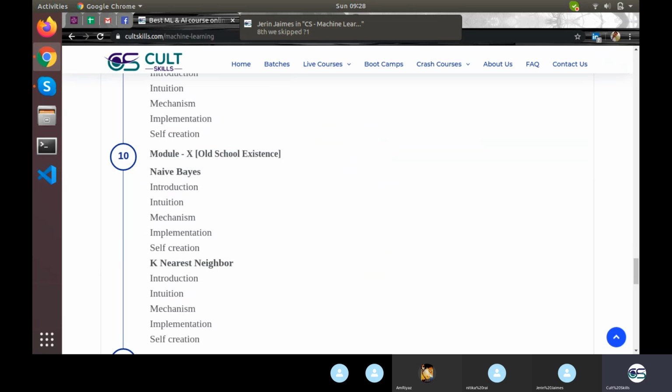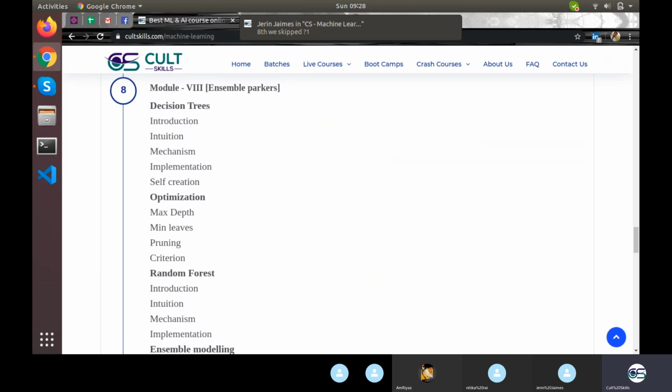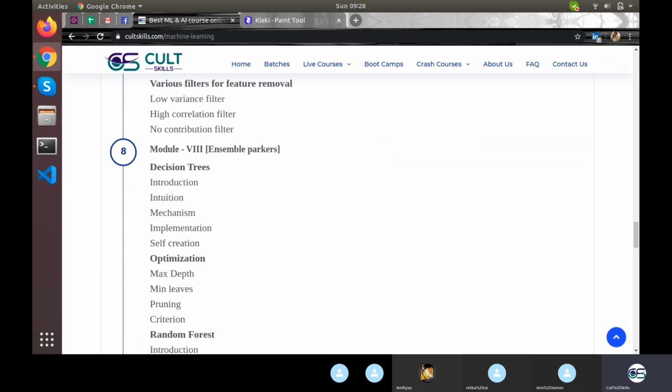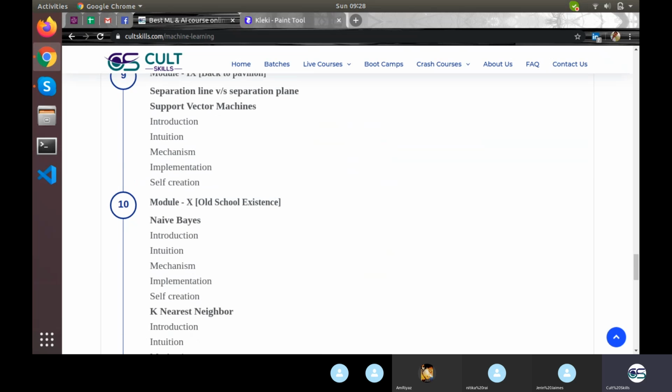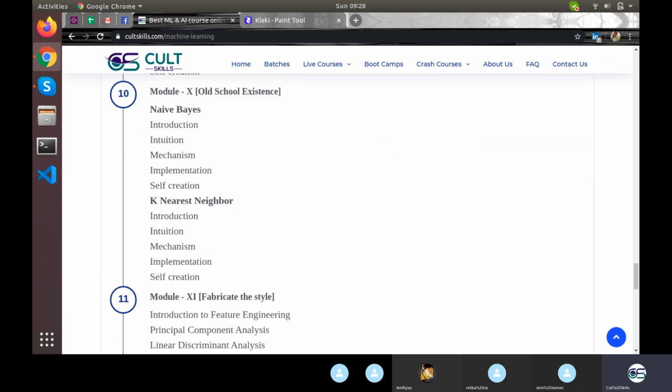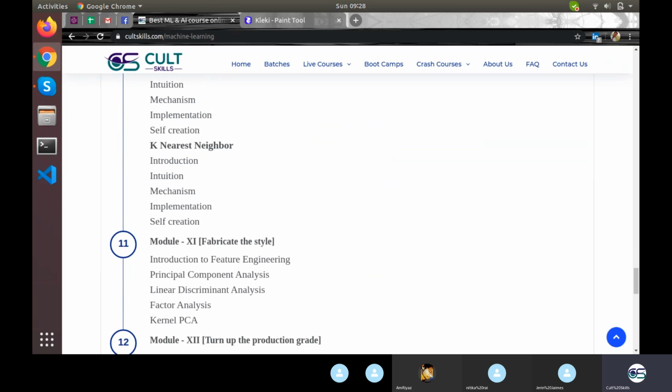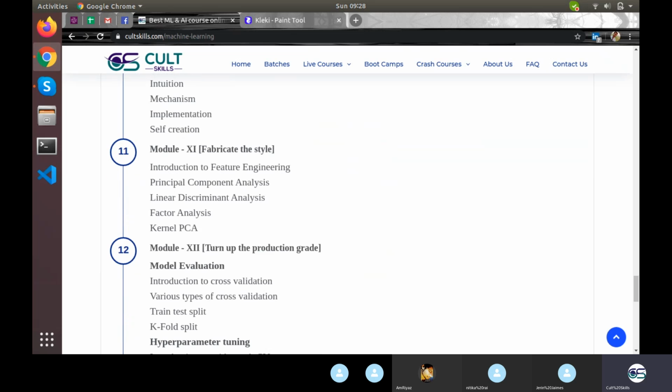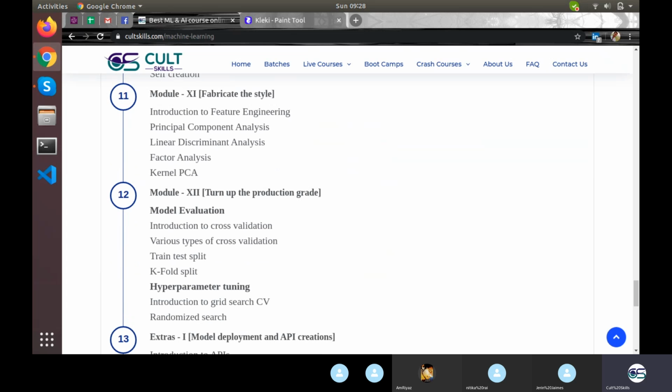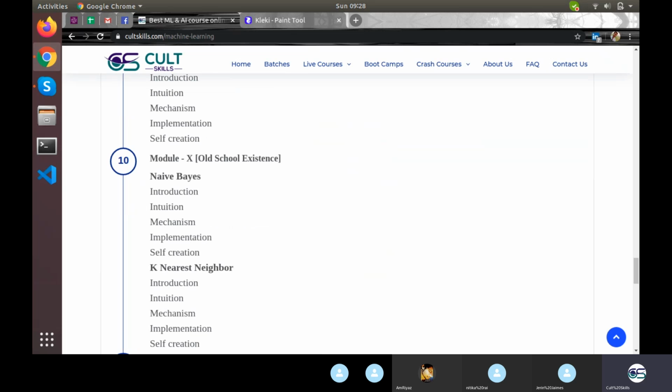Yes, exactly, we have skipped the 8th part as of now. It's yet to be done: decision trees and optimization of decision trees. The 9th is done, the 10th is remaining. So till the 7th we have done all, then the 9th, and even half of the 12th part, the model evaluation part, is also done. Hyperparameter tuning we will work on.